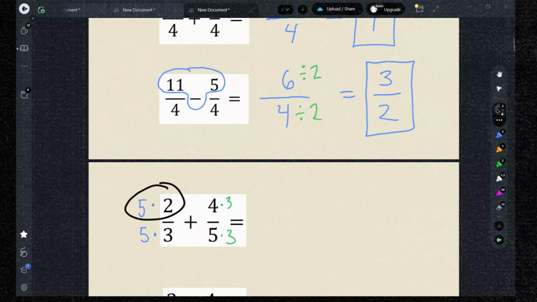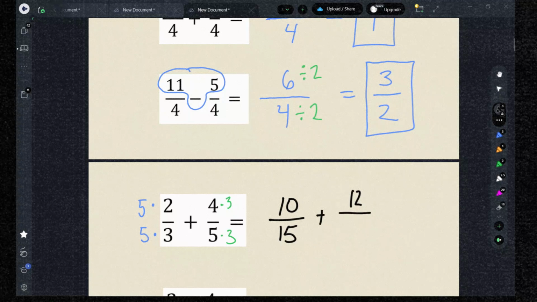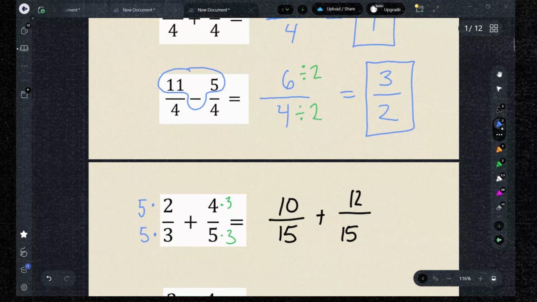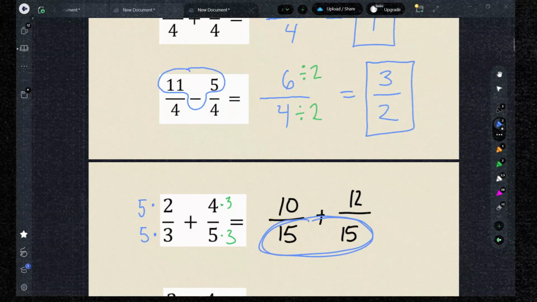So here 5 times 2 is a 10. Here 5 times 3 is a 15. Plus here 4 times 3 is a 12. And then here 5 times 3 is a 15. And now take a look. Do we have a common denominator? We do. The common denominator is now 15.